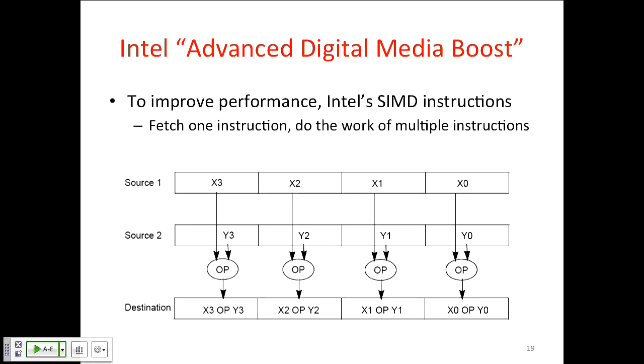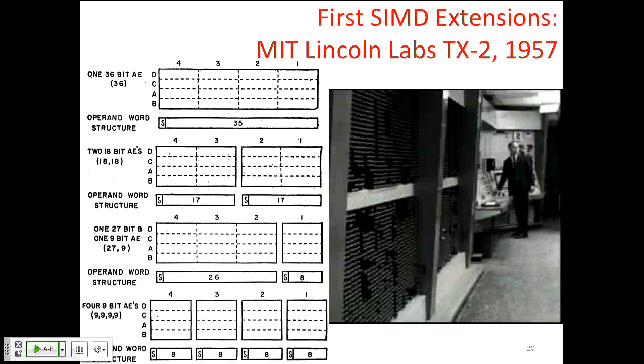Now, this is not a new idea. This is a very old idea, and so I like to put this slide up. I think this is the first machine that had these SIMD extensions, the MIT Lincoln Labs TX-2 from 1957, so that's quite an old machine now. It had a 36-bit word, but you could treat each 36-bit register as 2 18-bit values or as 4 9-bit values. So you could break up a register and do parallel operations on the subwords in the register.